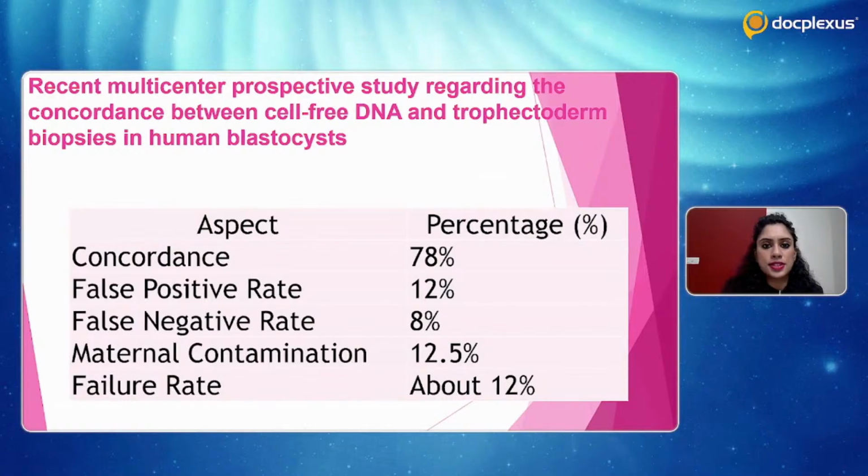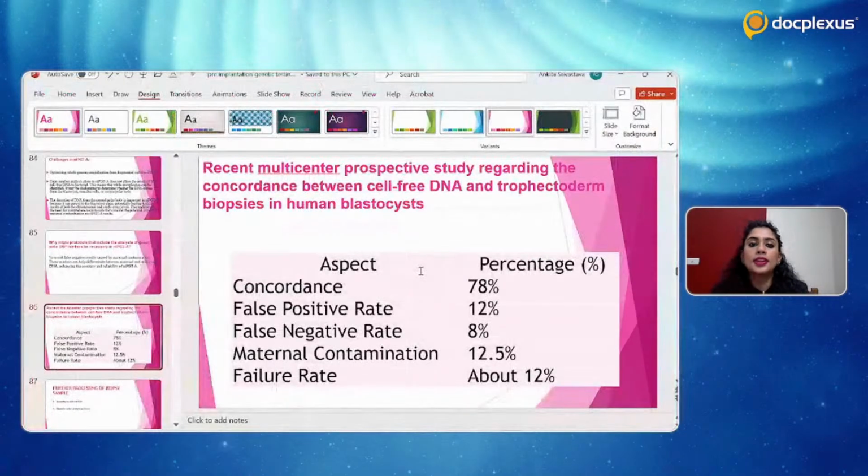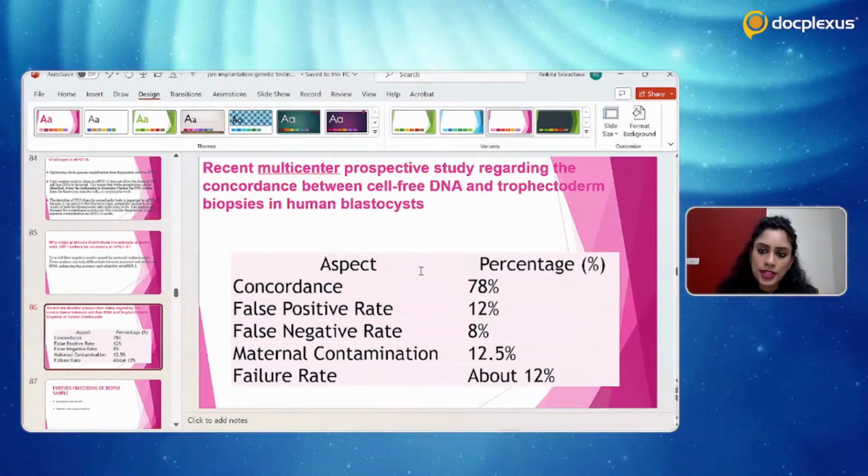Now, there was a recent multi-centric prospective study regarding the concordance between cell-free DNA as well as trophoectoderm biopsies in human blastocysts. And we found that the concordance was about 78%. False positive rate was as high as 12%. False negative rate was also 8%. We found that maternal contamination was about 12.5% and the failure rate was about 12%.